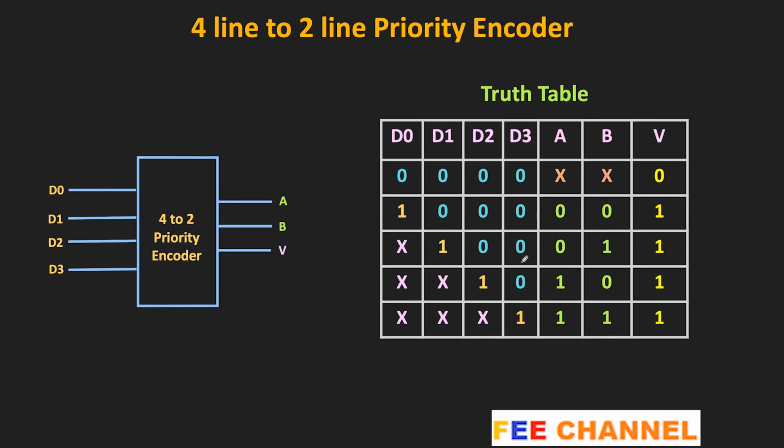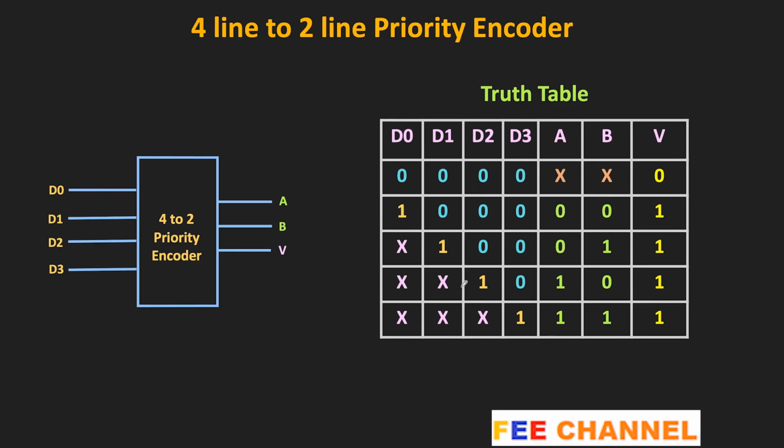Similarly, when D1 is high and D2 and D3 are low, then the output is equal to 0, 1. And since D1 has the higher priority compared to D0, at that time it doesn't matter whether D0 is high or low. That means whenever D1 is 1 and D2 and D3 are 0, then even if D0 is 1, the output will still be equal to 0, 1.